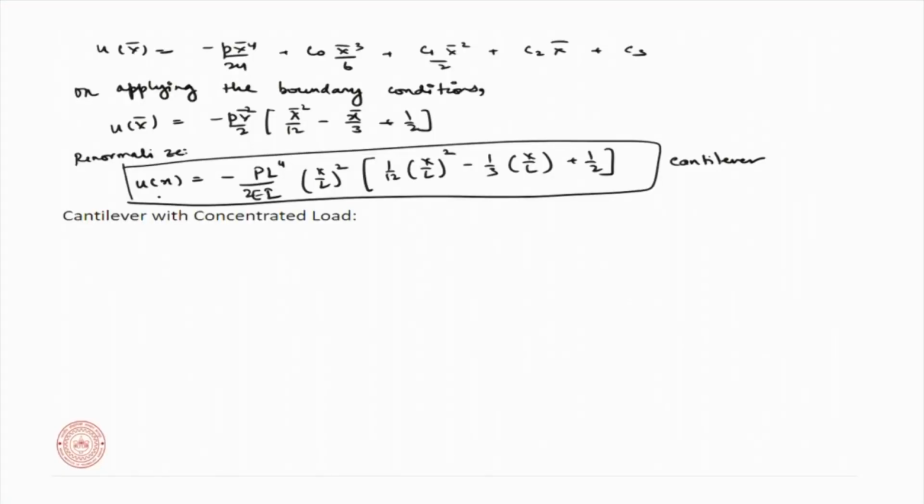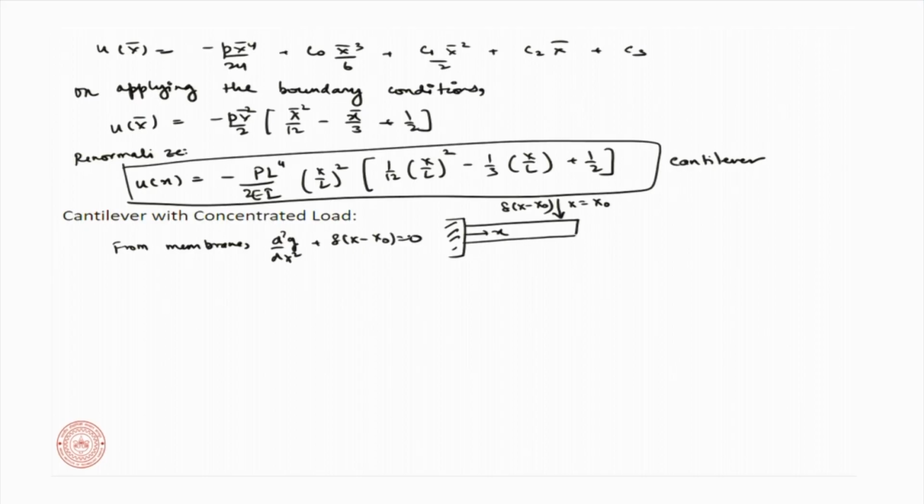Okay. Now, let us consider the same case, but with a concentrated load. The concentrated load case is that you have this cantilever and you have a point load. This is your x dimension, and you have x is equals to x naught, with a point load of magnitude 1, and you remember your old function, that was your Dirac delta function, right. Now, we have used the function from membranes. We had d squared g by dx squared plus delta of x minus x 0 equals 0, right.